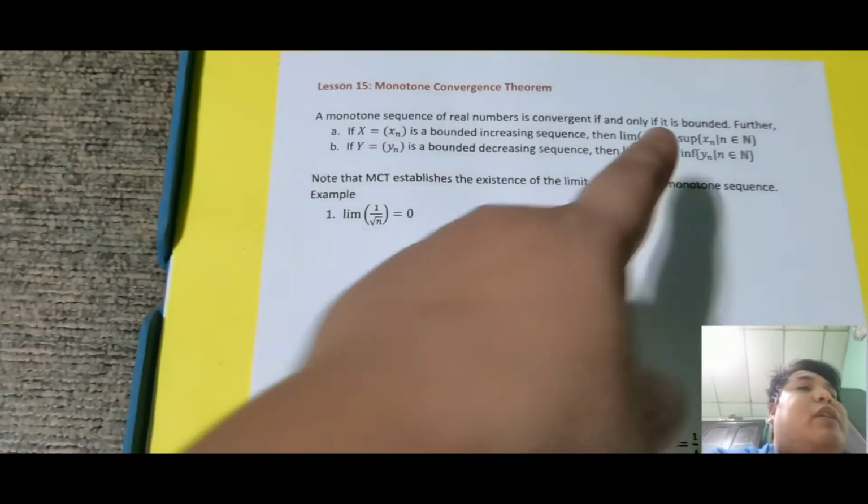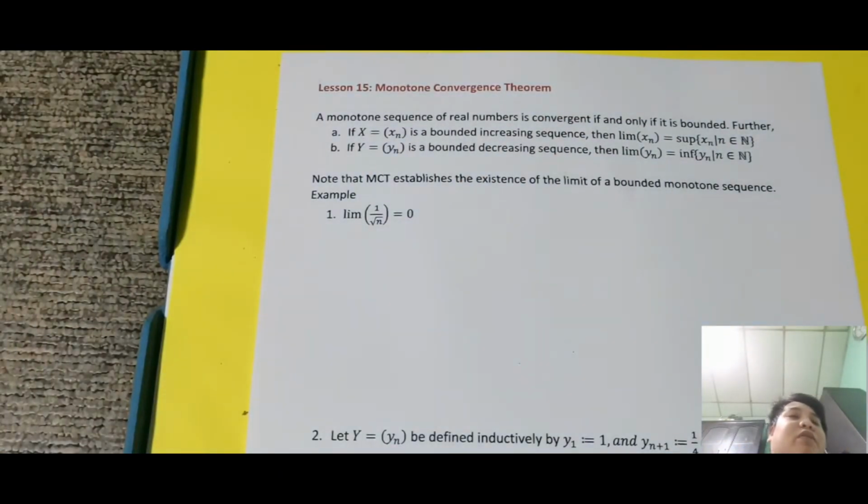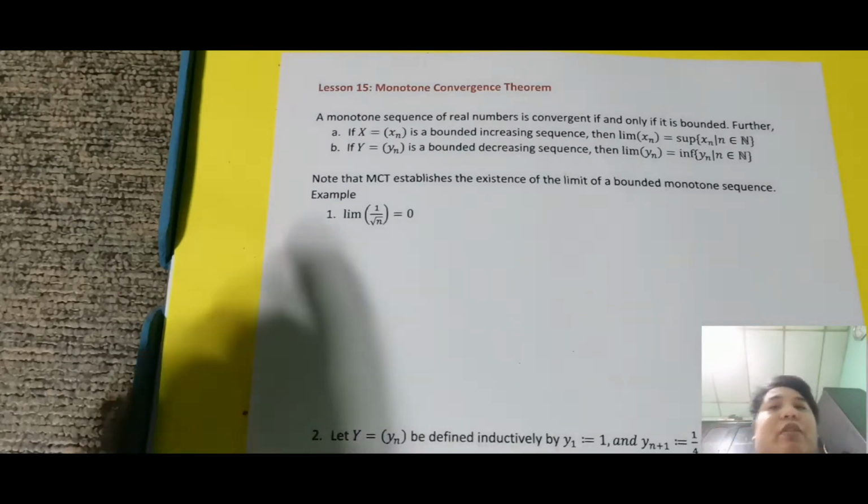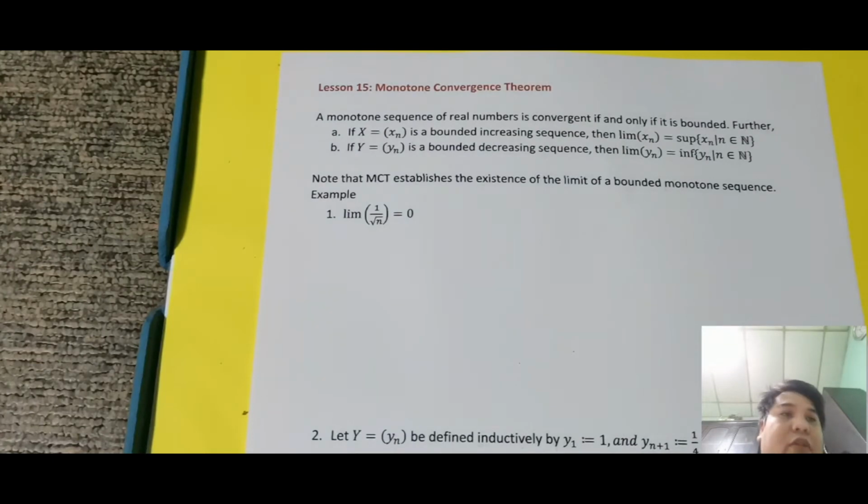Then the limit of x sub n is equal lang sa supremum nung the set ng x sub n such that n is an element of natural number. Yan, kasama yung letter B. Okay, so ulat sa example para mas maintindihan mo paano nga ba natin gagamitin ito monotone convergence theorem.